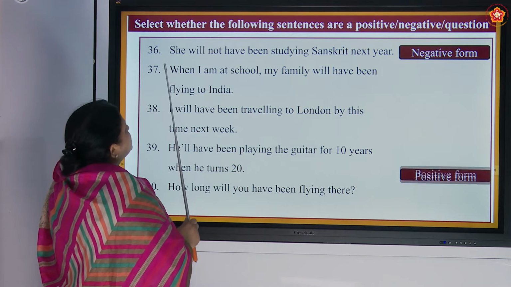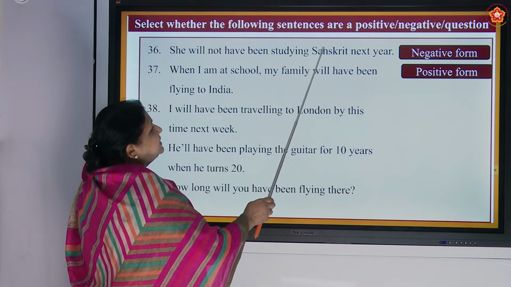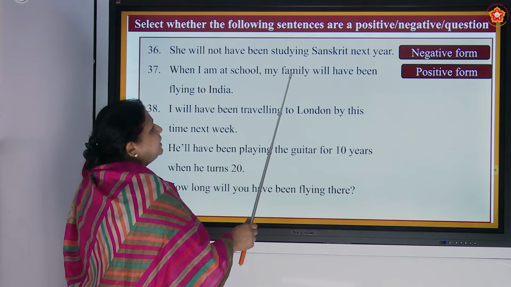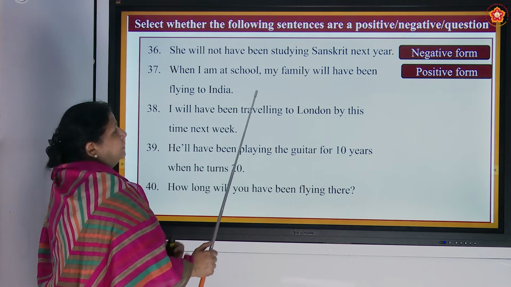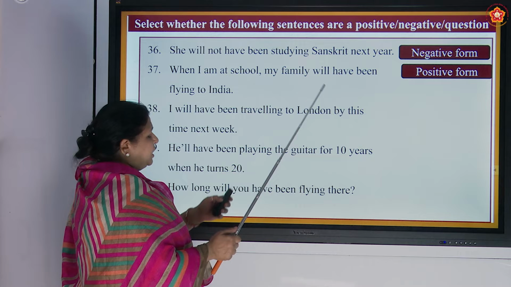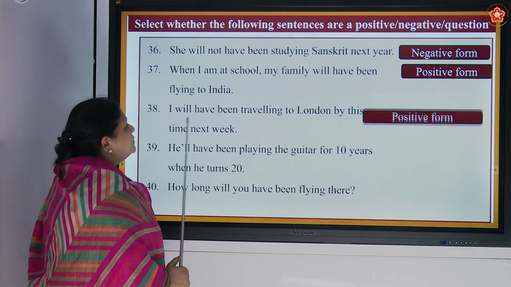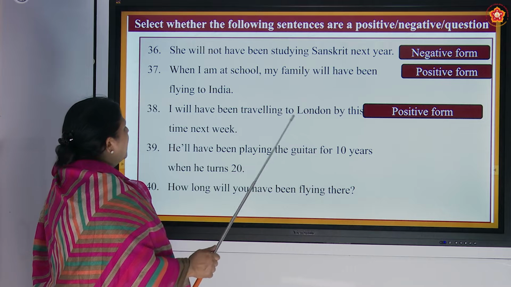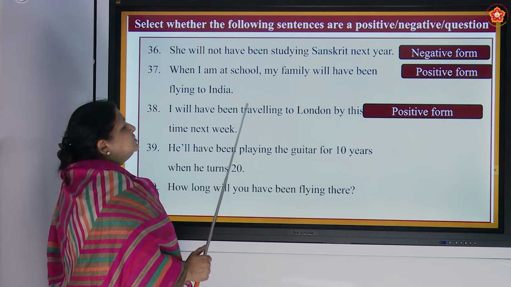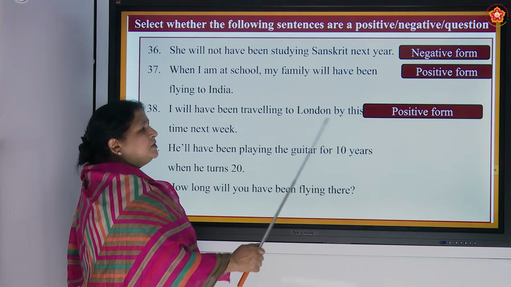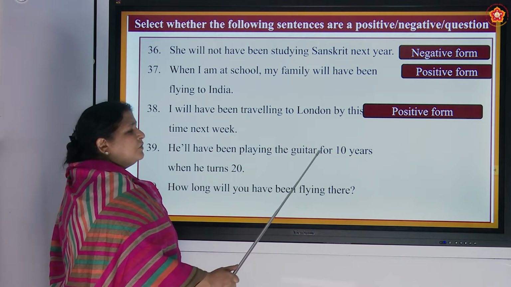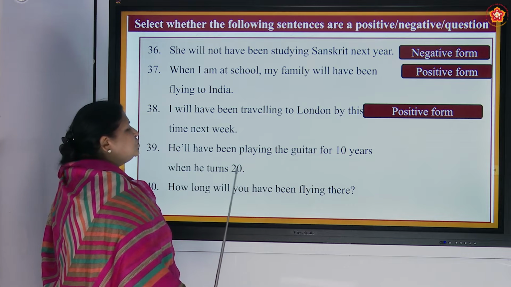Now, let us see. She will not have been studying Sanskrit next year. It's a negative form. When I am at school, my family will have been flying to India. It's a positive sentence. I will have been traveling to London by this time next week. It is telling when. So, I will have been traveling to London by this time next week. It's a positive sentence. He'll have been playing the guitar for 10 years when he turns 20.